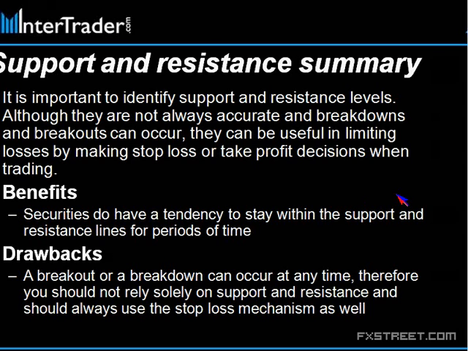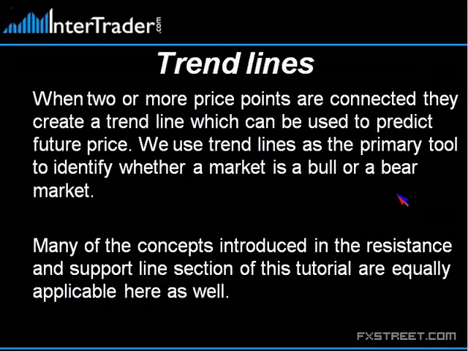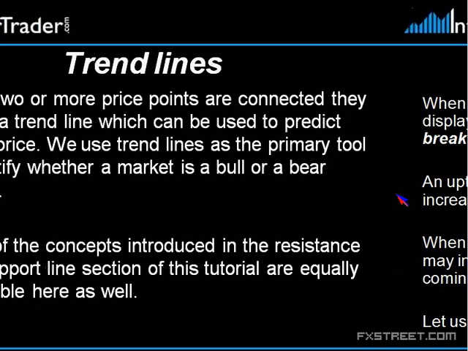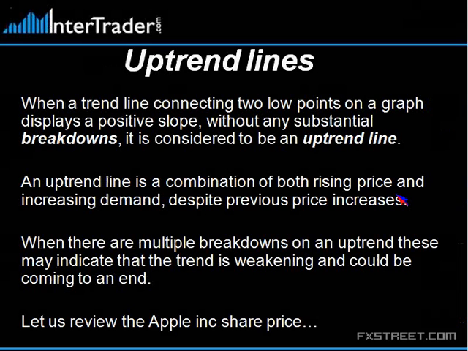So trend lines, as we said: when two or more points are connected, that creates a trend line. We can use this to predict future prices. It's one of the primary tools when we're looking at bear or bull markets to understand what type of market we're trading in. So, uptrends. This is when we see two low points on a chart connecting, and this really is showing an uptrend. It'll be from a low point on the left-hand side to a high point on the right-hand side.